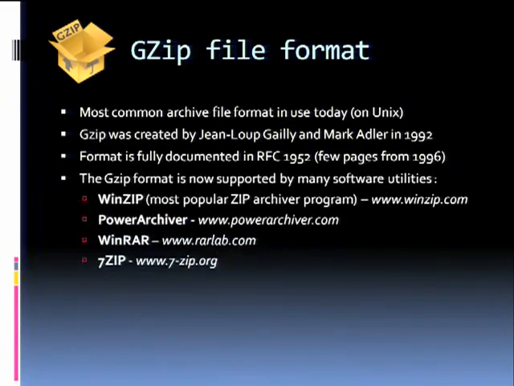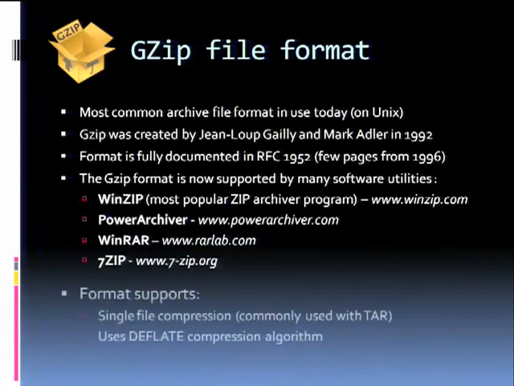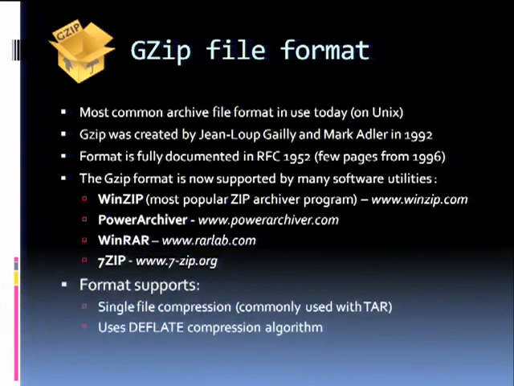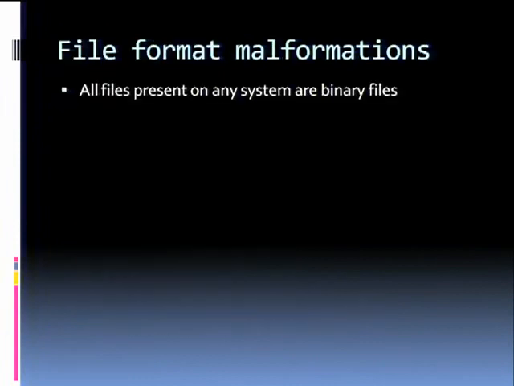Now, it is also supported by every known and most popular archive processor. Now, it only supports compressing a single file. So if you want to compress more files, you have to bind them together with another program, usually tar, and then compress the end result. It only uses the Deflate algorithm.